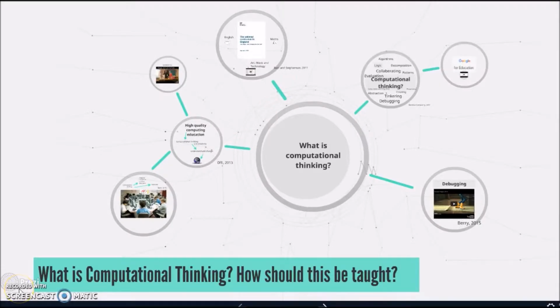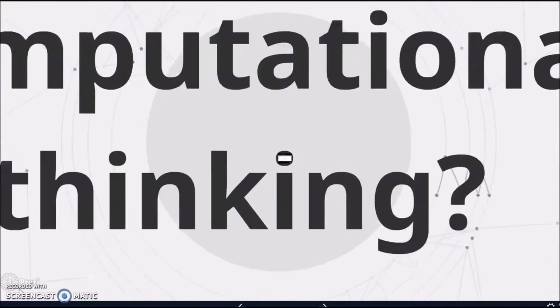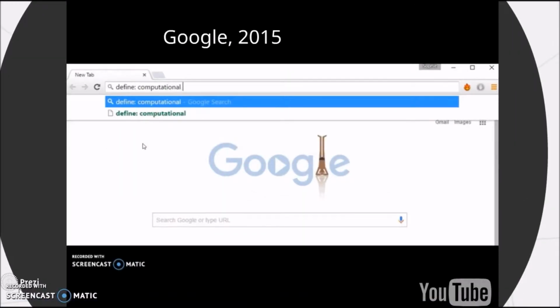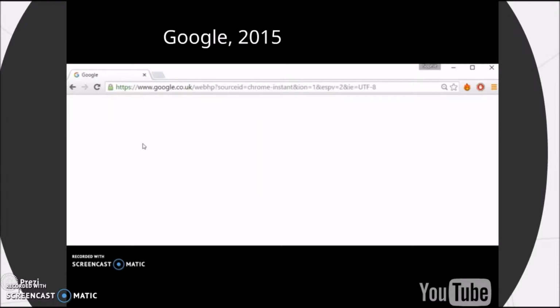Google for Education defines computational thinking as a problem-solving process that includes a number of characteristics. Barefoot computing suggests that it allows us to develop the skills and techniques which help us to solve problems effectively, with or without the use of a computer.